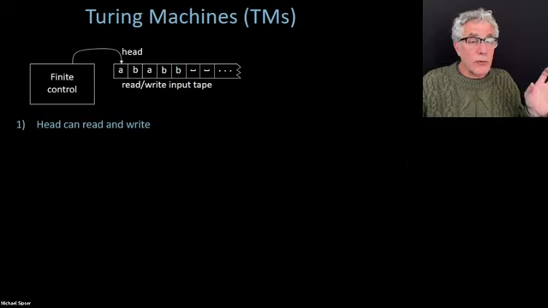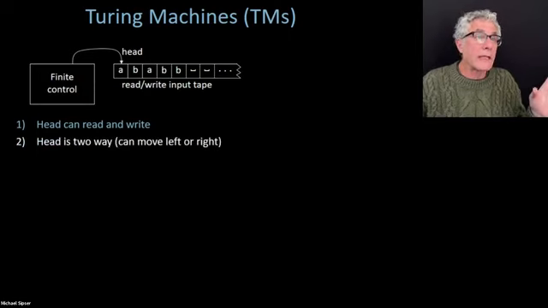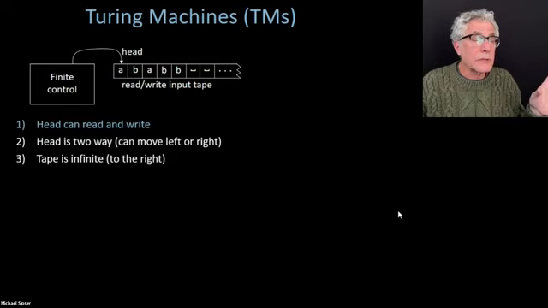Now, being able to write on the tape doesn't do any good if you can't go back and read what you've written later on. So we're going to make the head two-way. The head can move left to right as before, but it can also move back left. And that's going to be under control of the transition function, so under program control, essentially. The tape is infinite to the right.